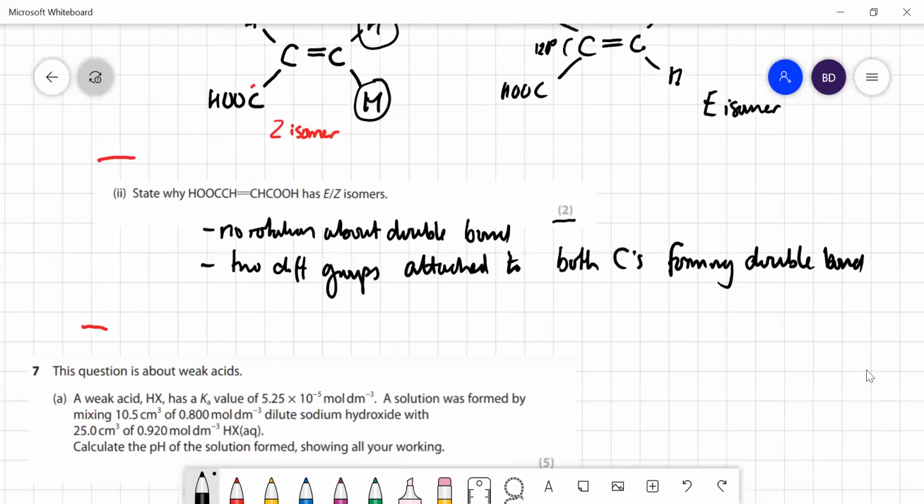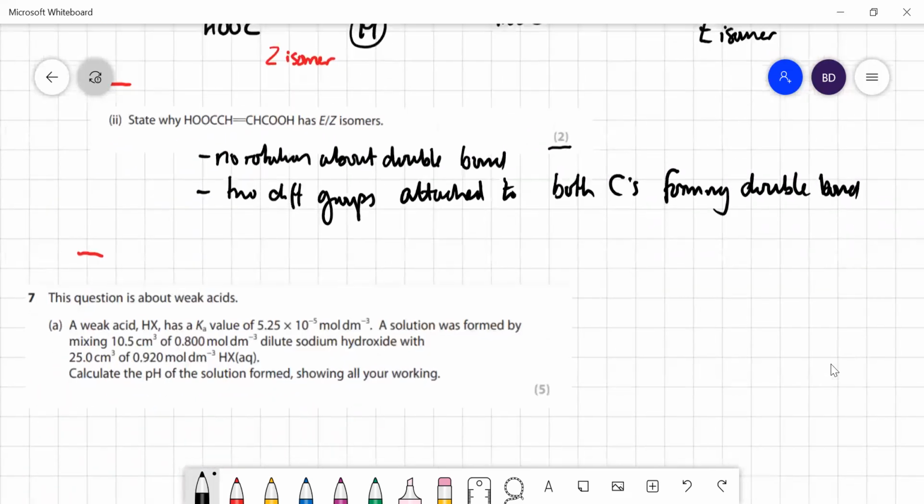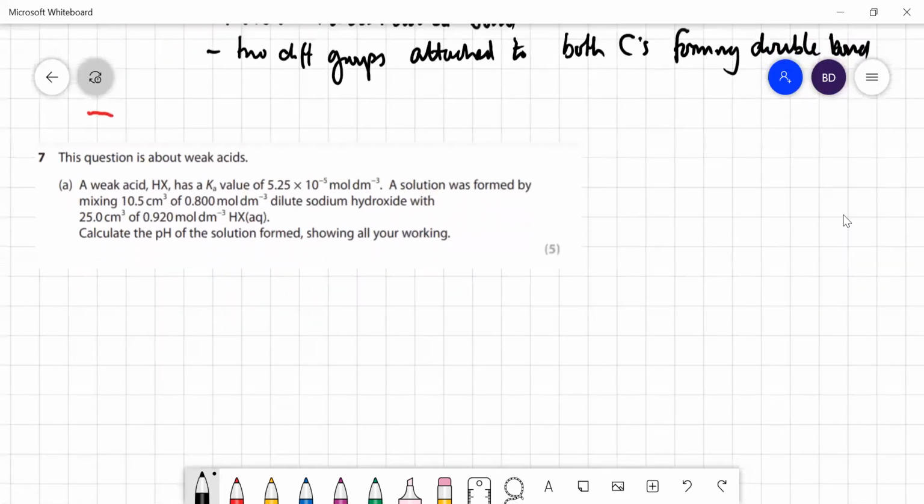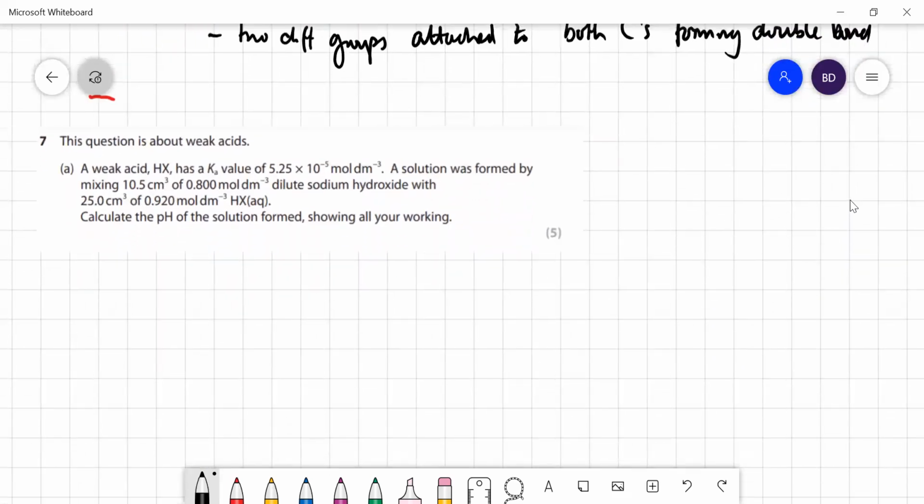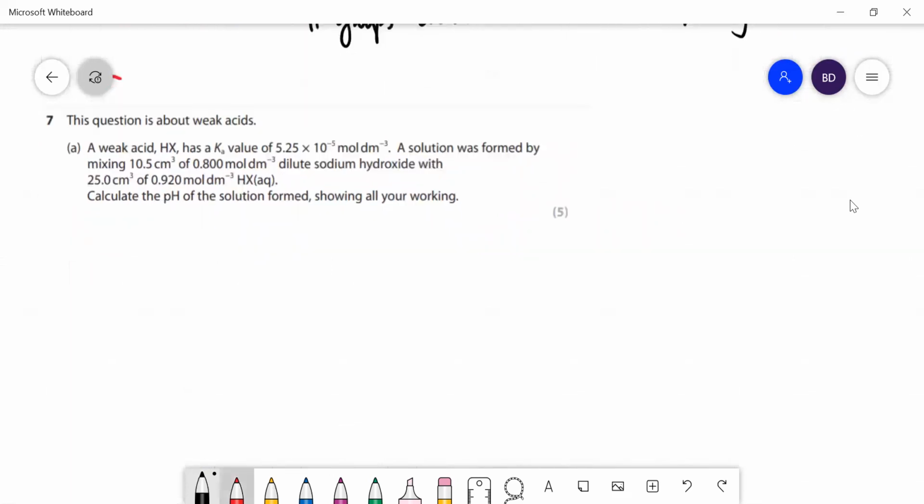So on to question 7. This is about weak acids. Here they've got a weak acid HX, and they say they're adding sodium hydroxide. Now you should know when you start adding sodium hydroxide to a weak acid, you turn some of the weak acid into the conjugate base, and so you've essentially got a buffer solution. So you've got to start thinking with your buffer solution calculation head for this question.